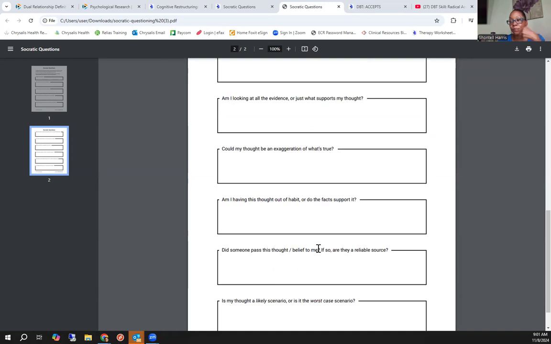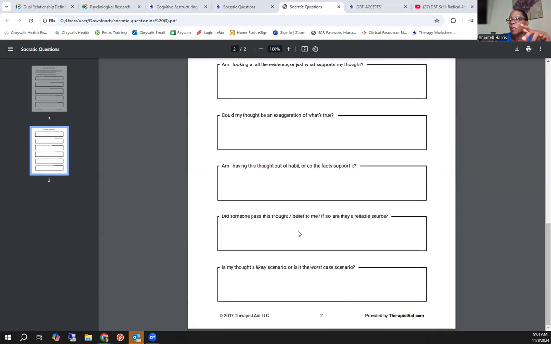Another question you can ask: is this thought a habit, or do the facts support it? Is this what I do every time I get mad? I just think the worst about my mom, whatever. Or is it true? Does my mom not follow through with stuff, or do I have a part in it? In most situations, when there's an argument, it takes two people. So most times it's not one-sided. Okay, most times.